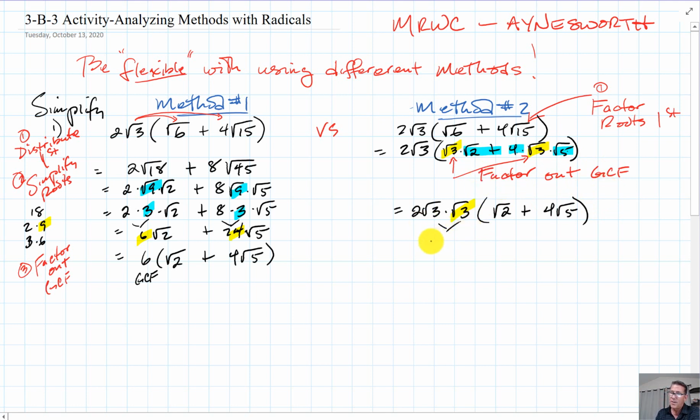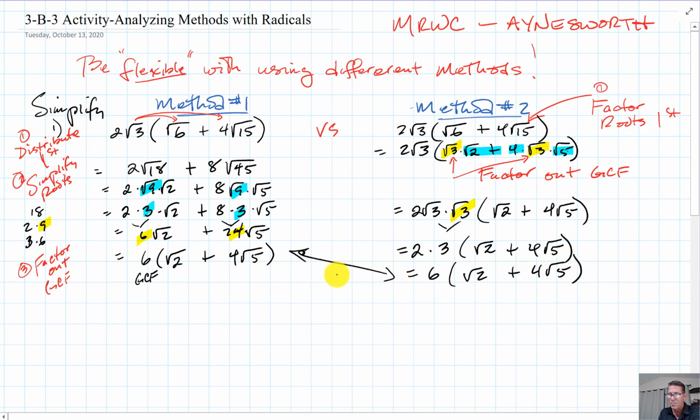And now, obviously simplify, so I get 2 times 3. Root 3 times root 3 is root 9, which is 3, times root 2 plus 4 rad 5. And obviously 2 times 3 is 6. And I get 6 times rad 2 plus 4 rad 5. Okay, and notice they're the same. So there's 2 different ways to do things.